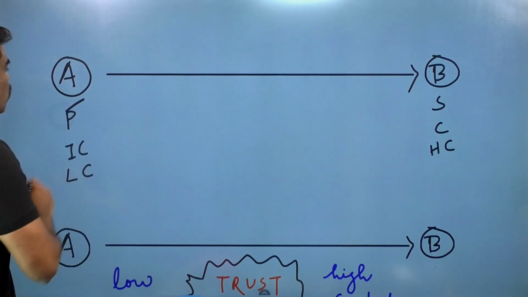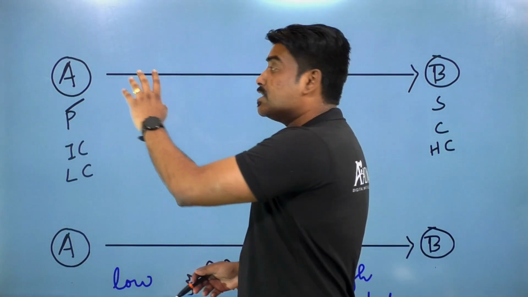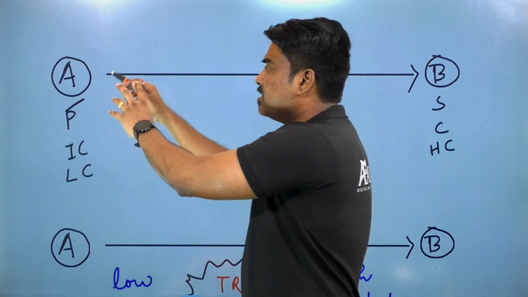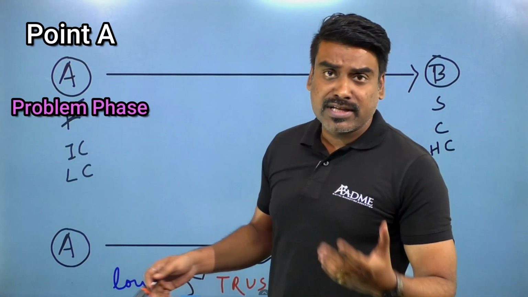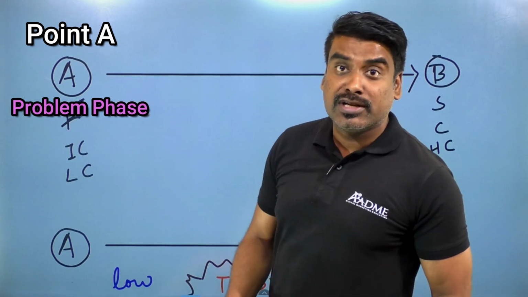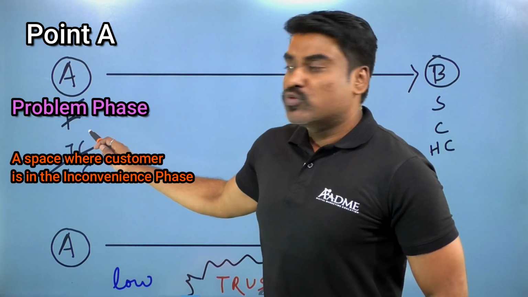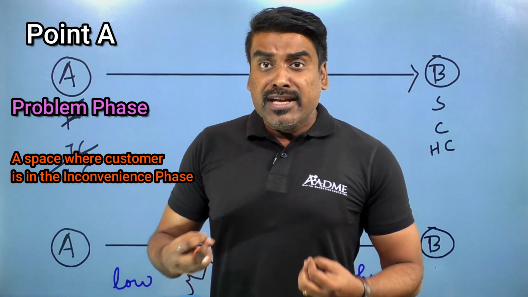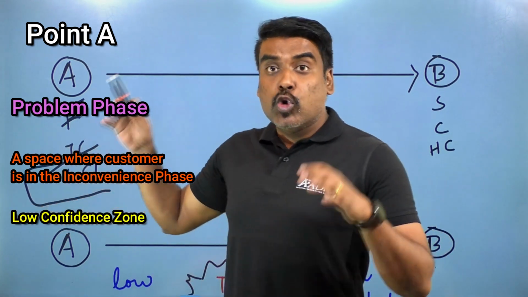That means the moment you discover a client for the very first time, they are at point A, which I say is the problem phase, a phase where your customer is having some sort of problem. This is a phase where the customer is having a problematic situation in his life, a space where the customer is in an inconvenience phase. I say it's a space where the customer is completely in a low confidence zone.